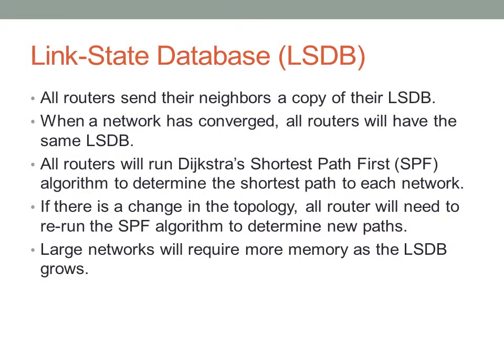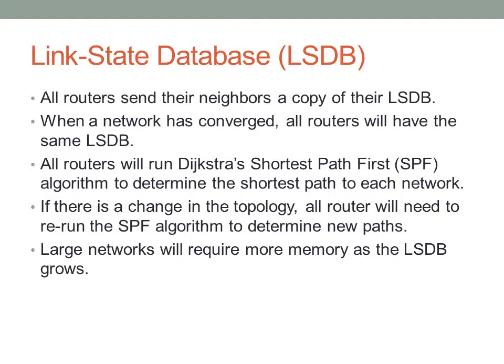So now we're going to talk a little bit about the link state database. All routers have to send their adjacent neighbors a copy of this link state database. It basically contains all of the interfaces in the network that the current router knows about. It will look for duplicate interfaces when it receives a link state database from another router, and it will try to exchange this information, and by the time you converge, all the routers will have the same link state database.